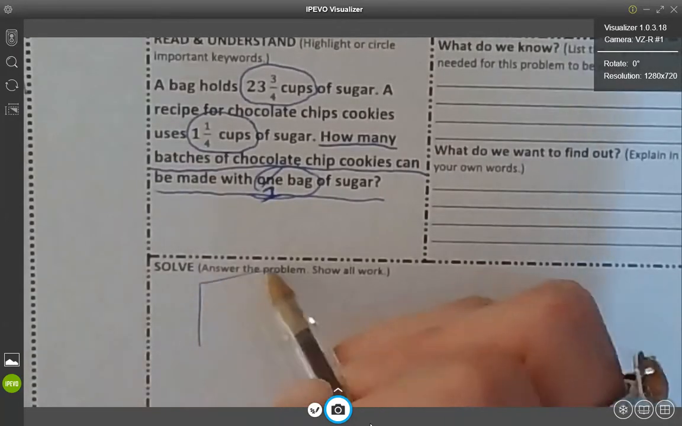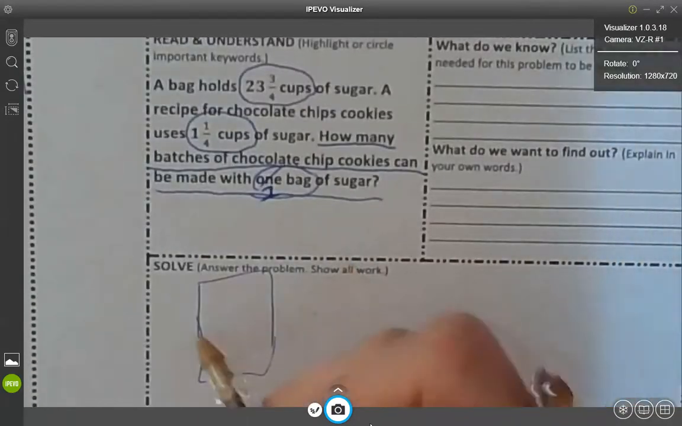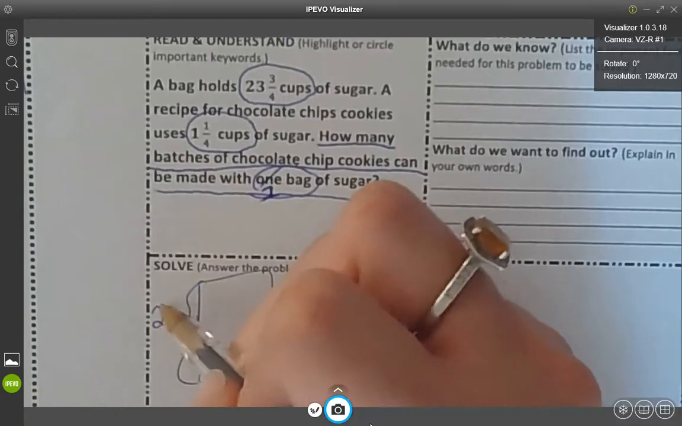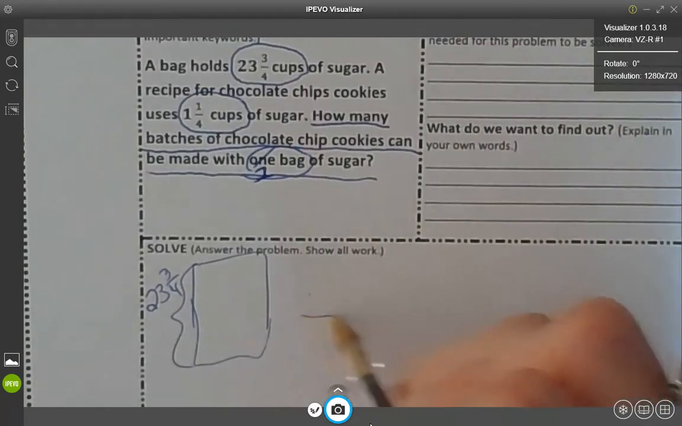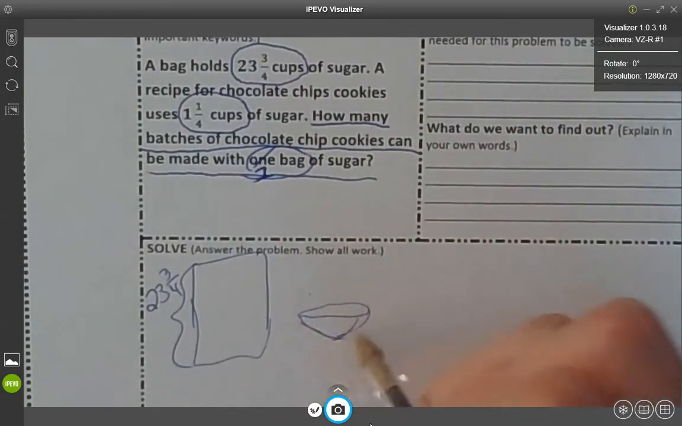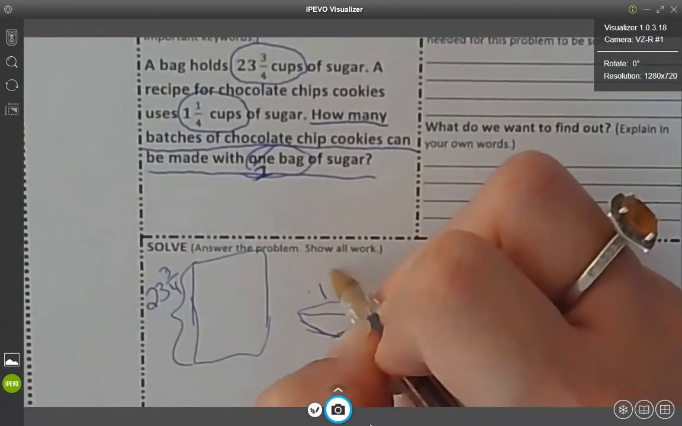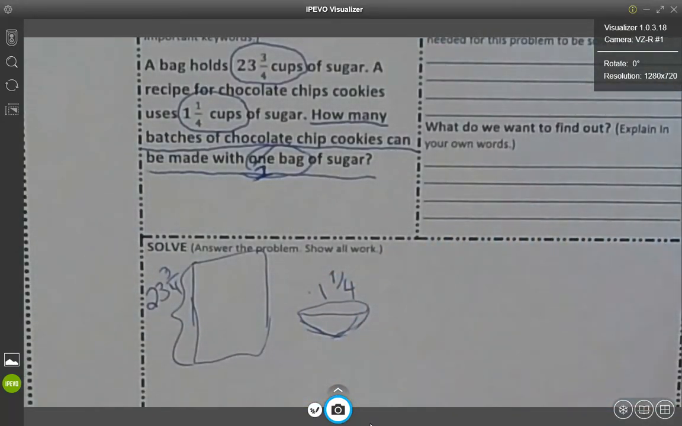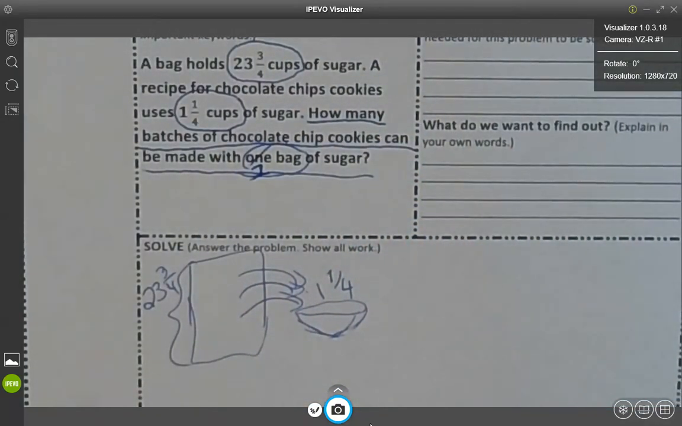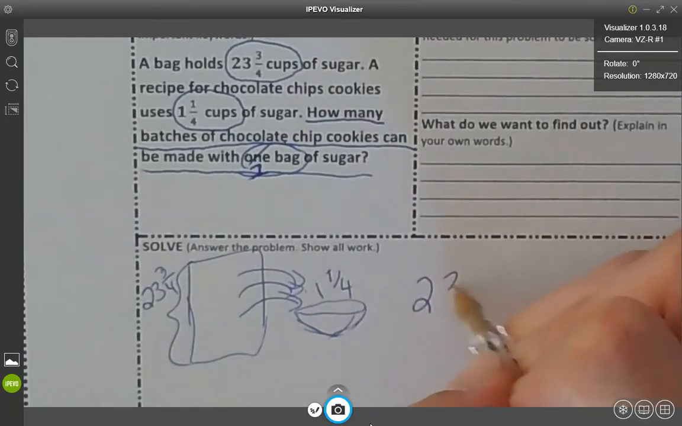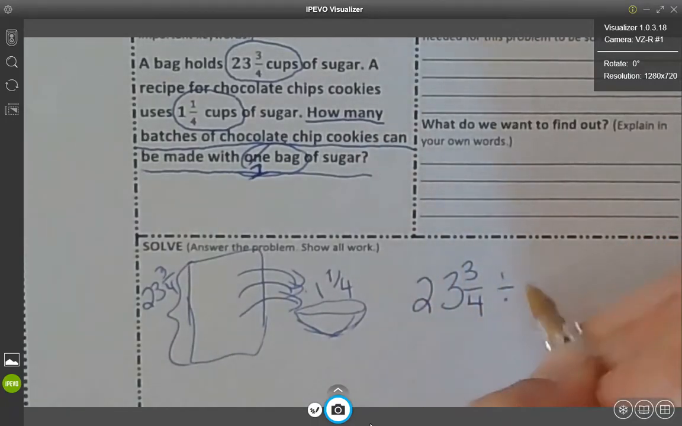So here's my whole bag. I'm going to draw a picture for you. And again, this whole thing is 23 and 3/4. And if I want to make a batch, here's my bowl. Okay, don't make fun of my pictures. That's a drawing. Inside this bowl is 1 1/4 cups of sugar needed. So it wants to know how many of these 1 1/4 cups can come out of it to make the batches of cookies. So would you do addition, subtraction, multiplication, or division? Division, right. Or you can do repeated subtraction, but the easiest way would be to take 23 and 3/4 and divide it by 1 1/4.